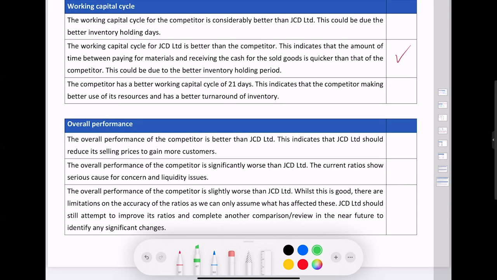So the last one is true then. So the overall performance of the competitor is slightly worse than JCD, which I think we would all agree that that is the case. It says, whilst this is good, there are limitations on accuracy of the ratios, as we can only assume what has affected these. JCD Limited should still attempt to improve its ratios and complete another comparison or review in the near future to identify any significant changes, which will always be the case. You wouldn't calculate your ratios and then just leave them. It's not a one-off thing. It is a continuous check on a business's performance. So that one is true.